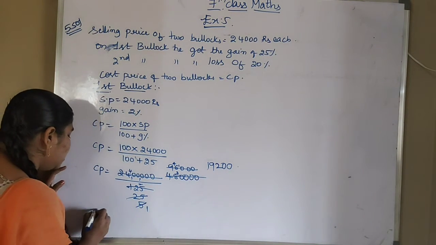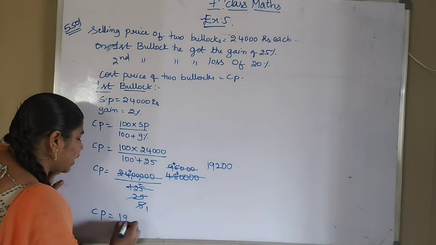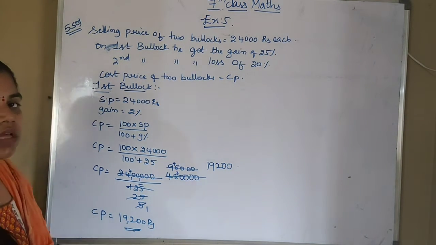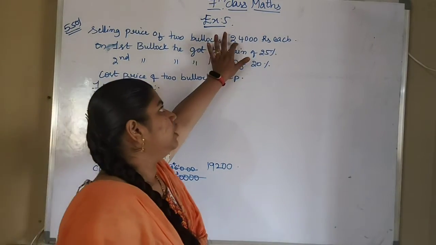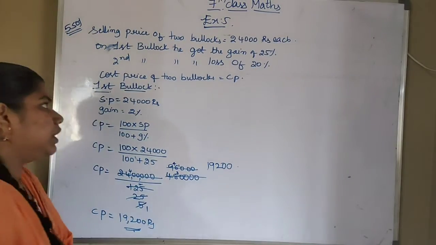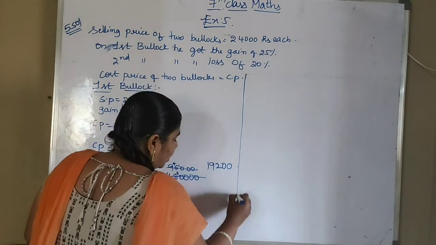So what is the CP value? CP value is 19,200 rupees. So he bought for 19,200, he sold for 24,000. So this is the cost price for the first bullock. Now we have to find it for the second bullock.